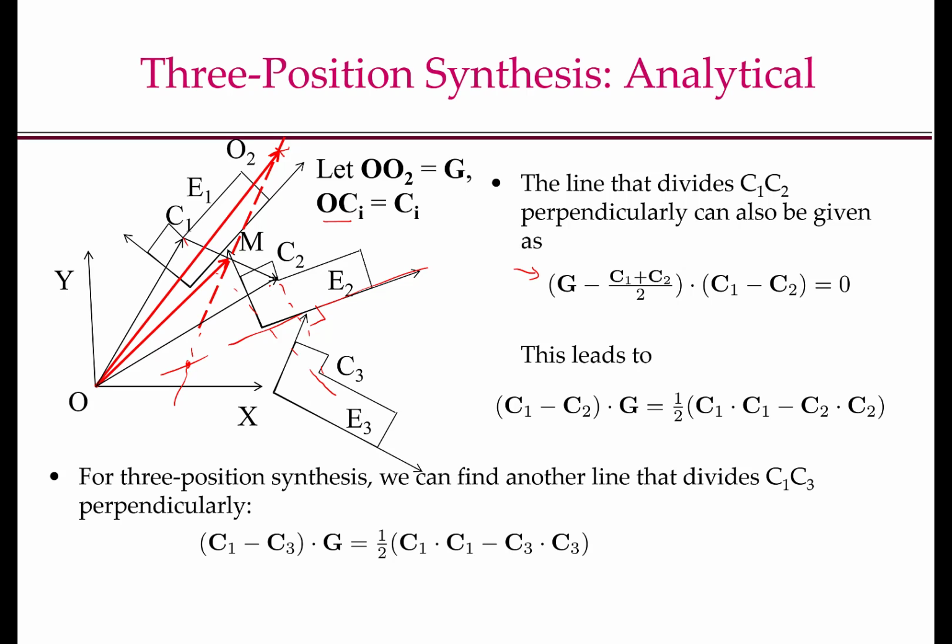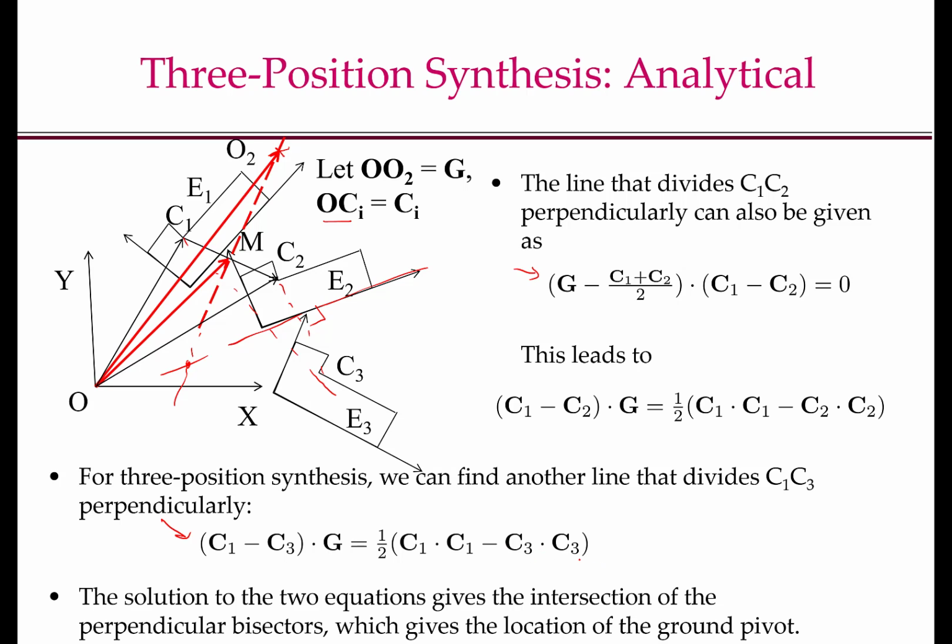Since C1, C2 and C3 lie on the circle, the fixed pivot also lies on the perpendicular bisector of C2, C3 or C1, C3. We can choose any one of them. Choosing the perpendicular bisector of C1, C3, we can write the following equation: (C1 minus C3) dot G equals half (C1 dot C1 minus C3 dot C3).